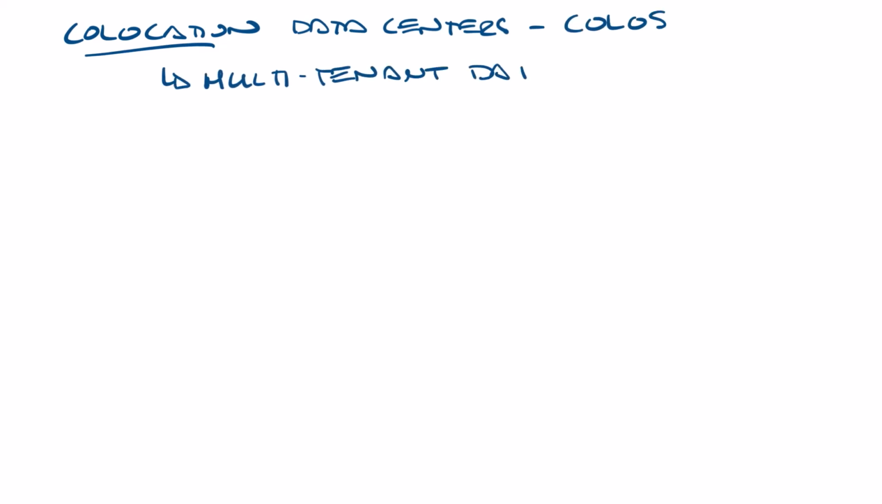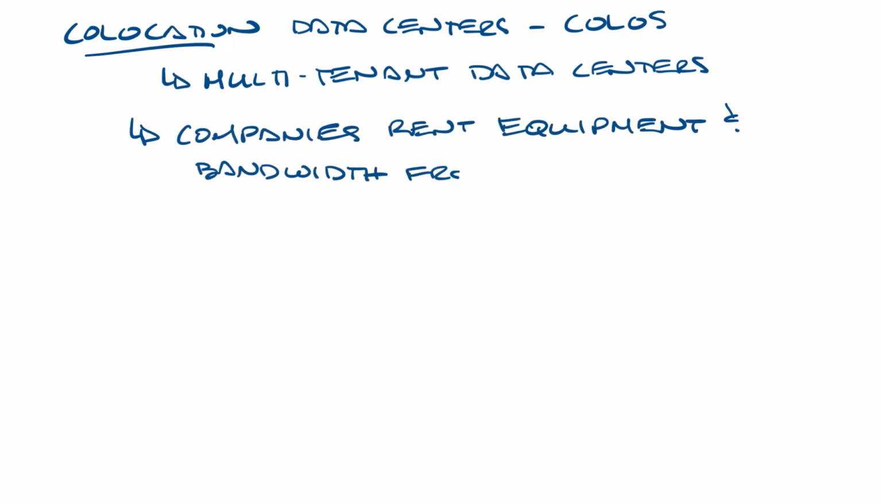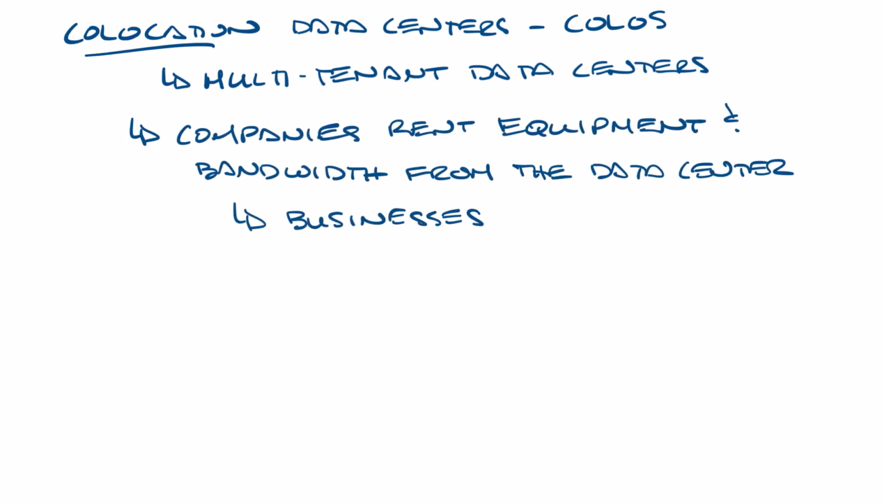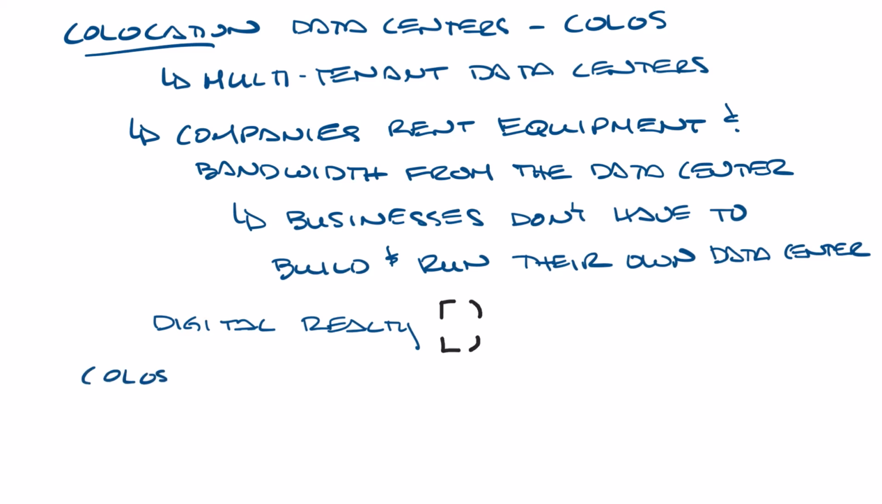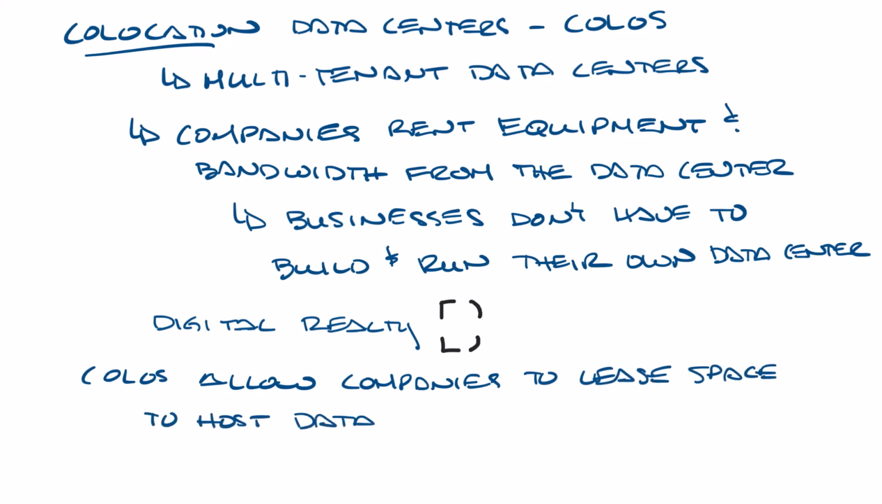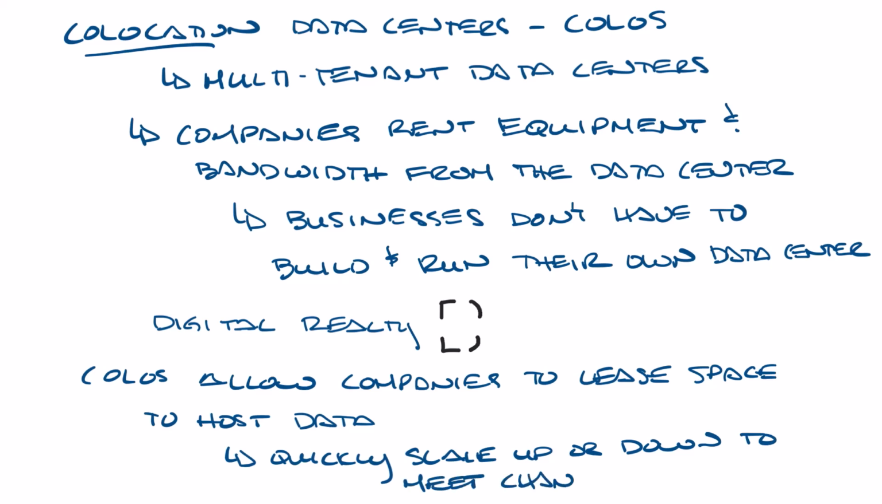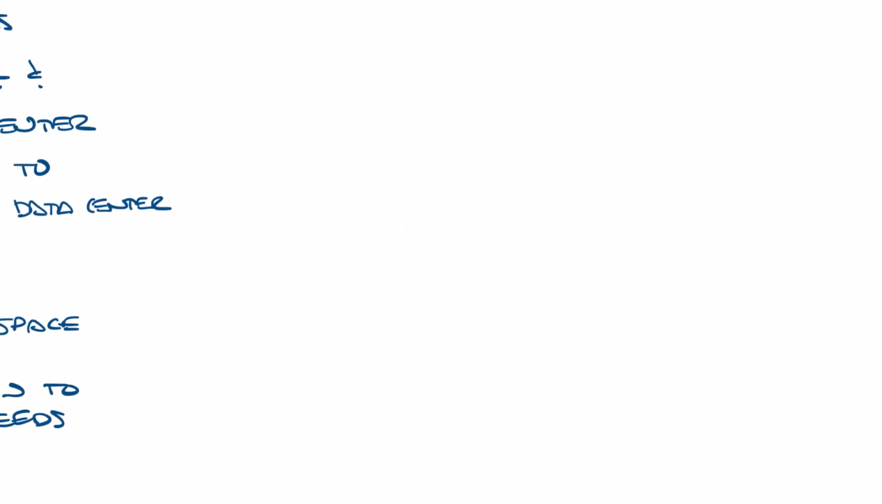Next, there are co-location centers, also known as colos, or also known as multi-tenant data centers. These are data centers where you can rent equipment and bandwidth from the data center. This way, a business doesn't have to build and run its own data center. Digital Realty is a major player in this area. Co-location data centers allow organizations to lease the space they require to host their data and give them the ability to quickly scale up or scale down to meet changing needs. Let's slide this over again.